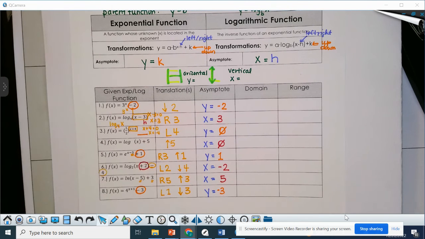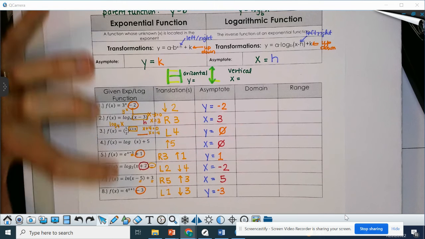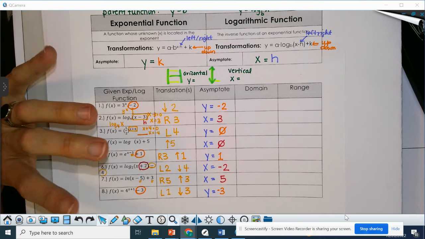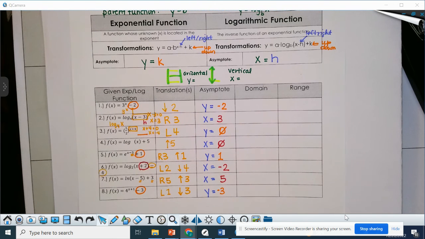So again, transformations, translations, anything that you can write out. If it asks for transformations, it wants to know up, down, left, right. Did it flip over the x-axis? Did it flip over the y-axis? In this case, all of these stayed positive, so none of them made a flip, which is why this is translation in this table. It means just left, right, up, down, just slides, no flips, no stretches, and no compressions.